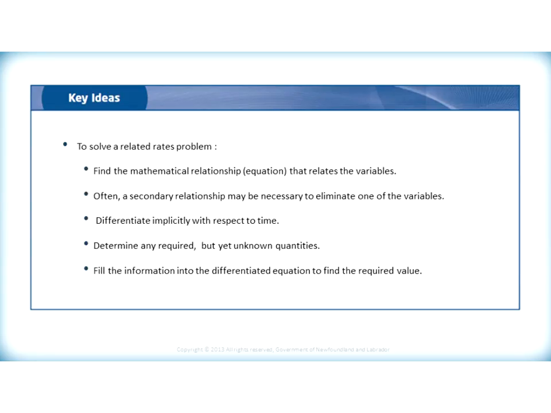And we'll just take a quick run through of some of the key ideas that we saw in this session. So the first thing we notice is that to solve a related rates problem, we need to find the mathematical equation that relates the variables. Sometimes we need a secondary relationship. We differentiate implicitly with respect to time. We determine any required but yet unknown quantities, like the values that we get in the Pythagorean theorem later on. And we fill the information into the differentiated equation to find the required value. Hope that's helpful.